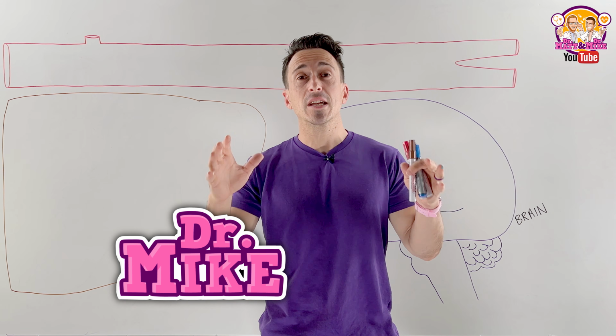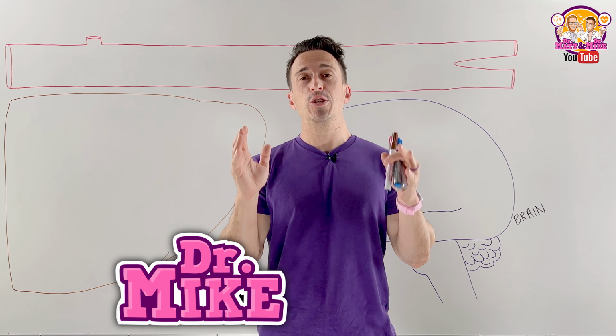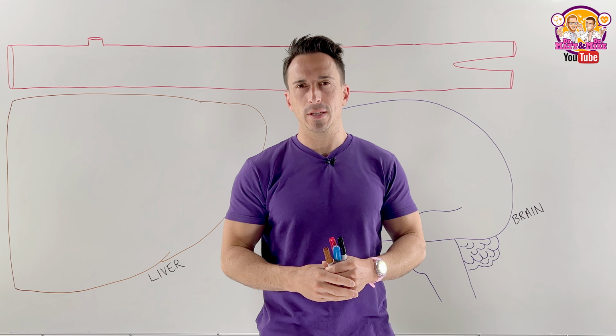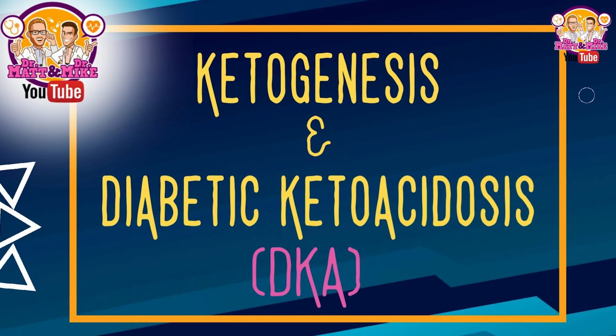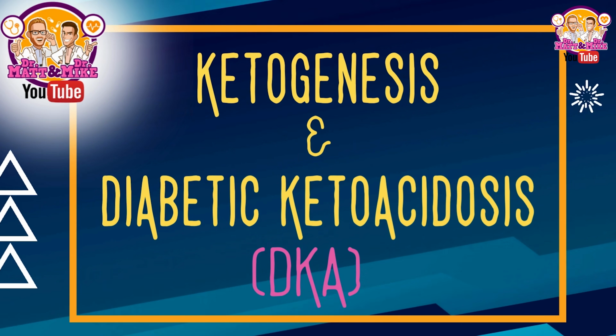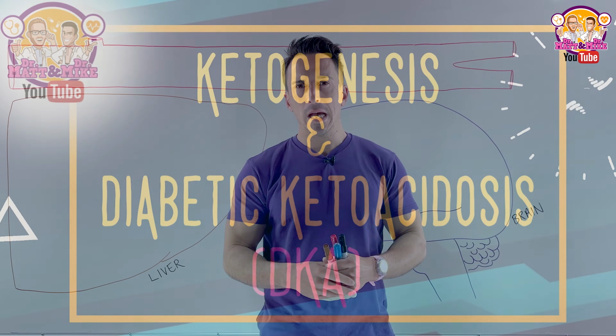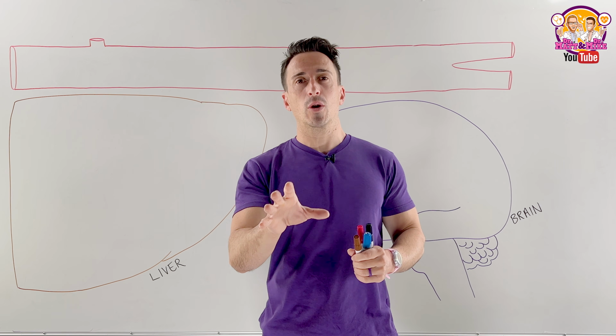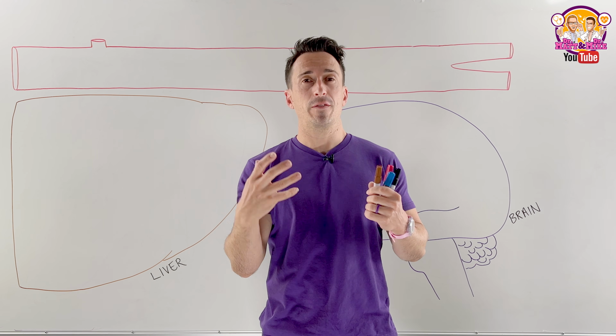In this video, we're taking a look at ketogenesis and diabetic ketoacidosis. Alright, to begin, we need to have a look at what happens in what we call the fed state.